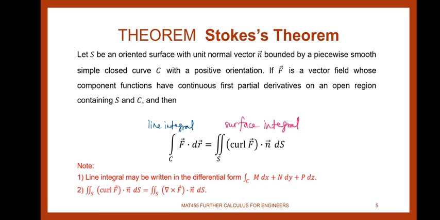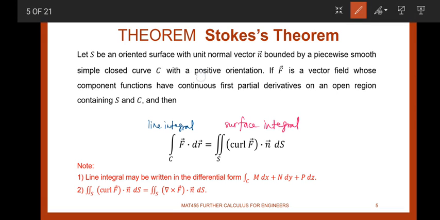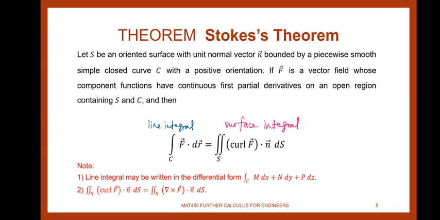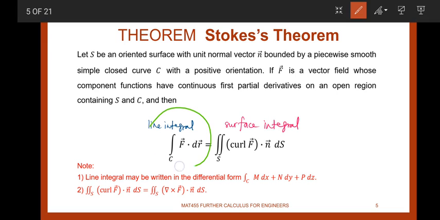let S be an oriented surface with unit normal vector n bounded by a piecewise smooth simple closed curve C with a positive orientation. Whenever we mention positive orientation, it is the counterclockwise direction for your curve C. If F is a vector field whose component functions have continuous first partial derivatives on an open region containing the surface S and the curve C, then according to Stokes theorem, this is the relationship we have. Line integral equals surface integral, which is the double integral.